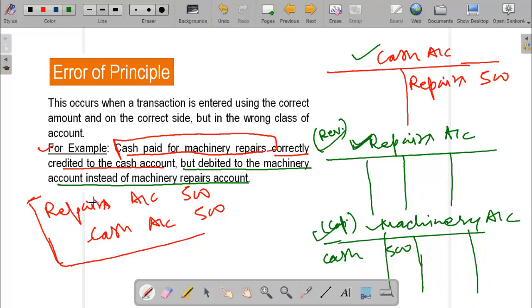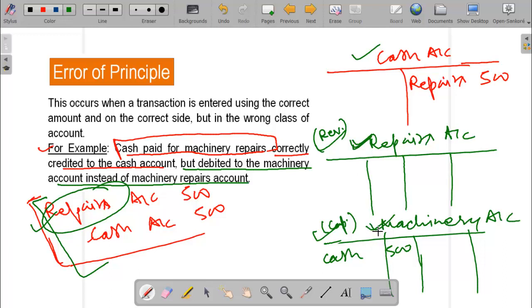It means I treated revenue expenditure as capital expenditure. As I debited the machinery account, it means I assumed that I purchased the machinery. But there is no purchase of machinery, there is only repairing charges, but by mistake I debited the machinery account and it shows that I purchased the machinery. Get my point? So this is called error of principle.